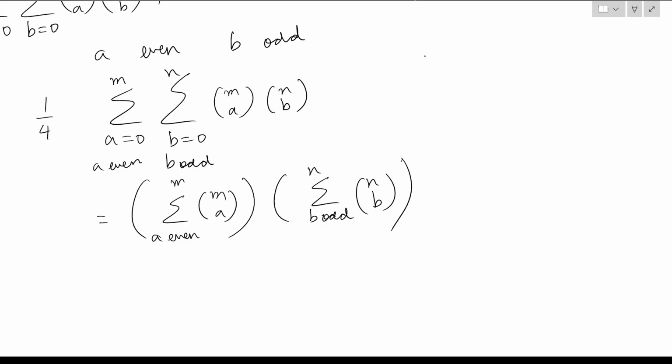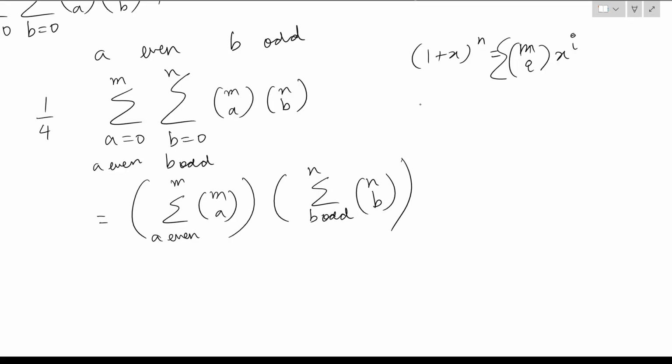So here we again have 1 plus x to the n as equal to the sum of n choose i times x to the i. This time we're only interested in i if it's even. How do we do that? We need to obtain some sort of an alternating thing.